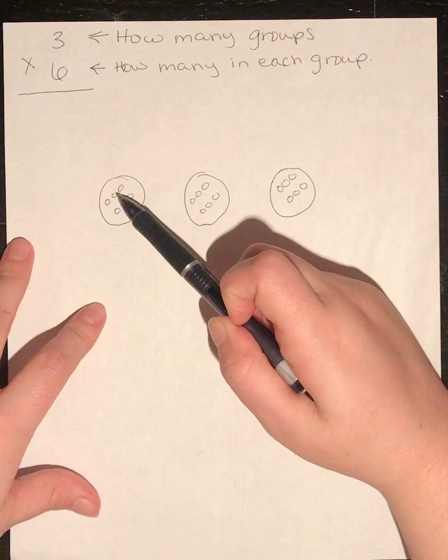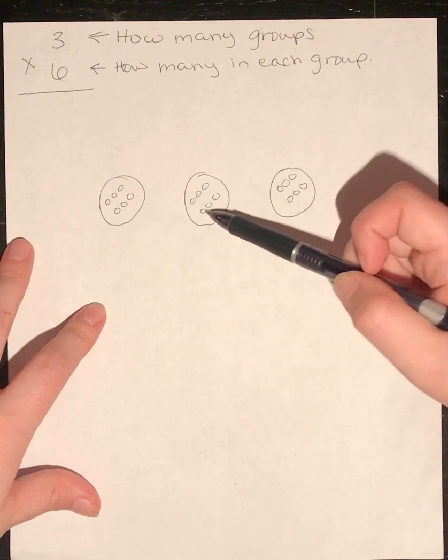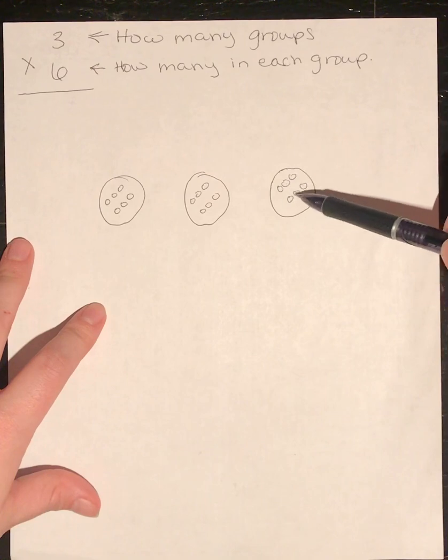Just double check real fast. 1, 2, 3, 4, 5, 6 in each group.